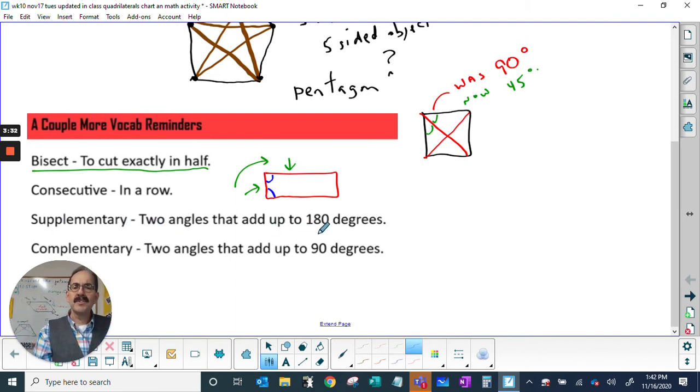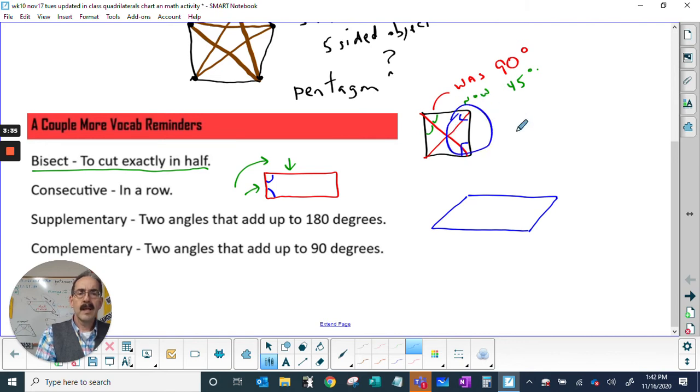Supplementary: two angles that add up to be 180 degrees. So the first thing is, let's draw a parallelogram. Two angles that add to 180. Well, in a square, 90 and 90. 90 plus 90 is 180. Those two angles are supplementary.